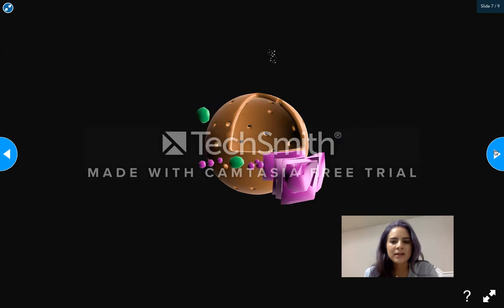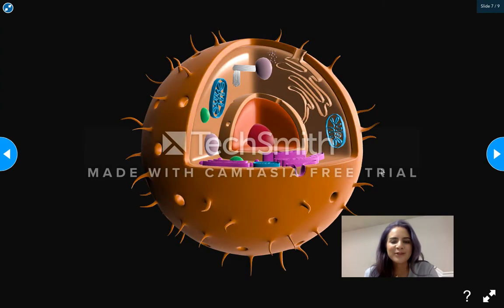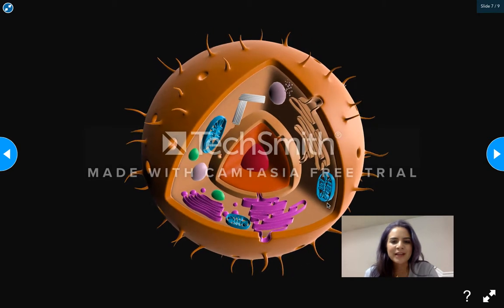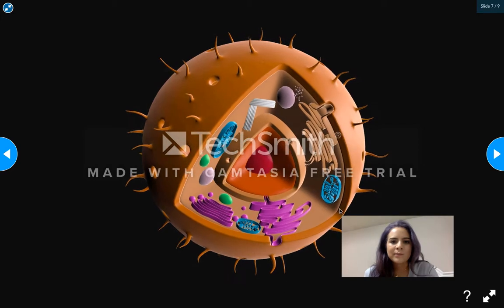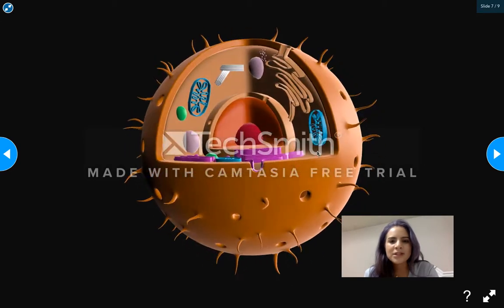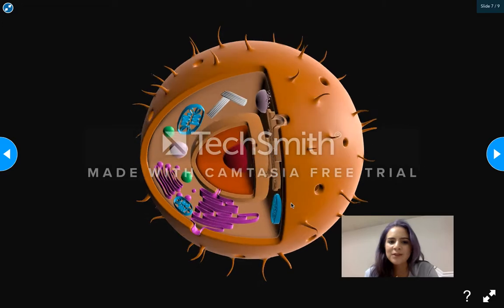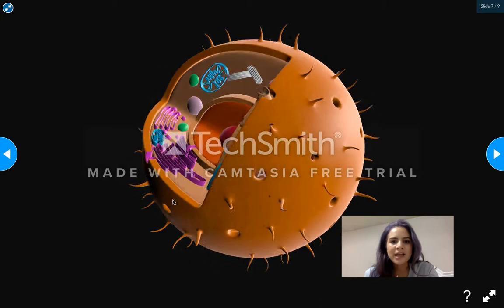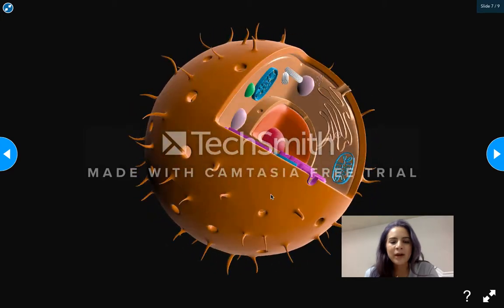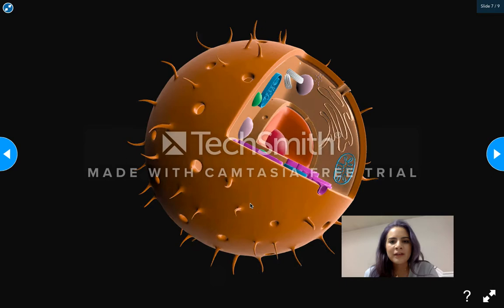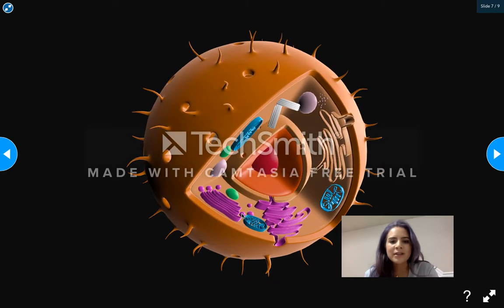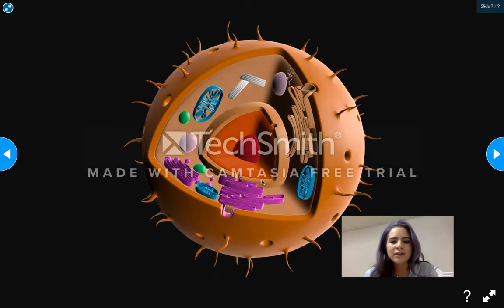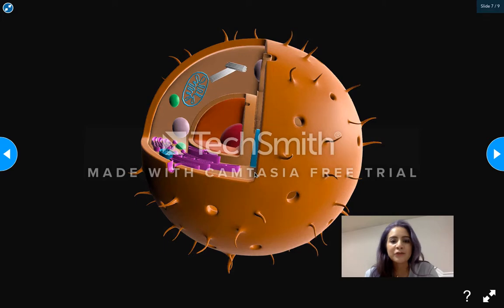This is one of the real cool things I found. They had simulations of certain things. This is an animal cell, and within a classroom I can definitely have them look at this and point out the organelles that they found in the animal cell within their groups, sort of like a mini discussion.